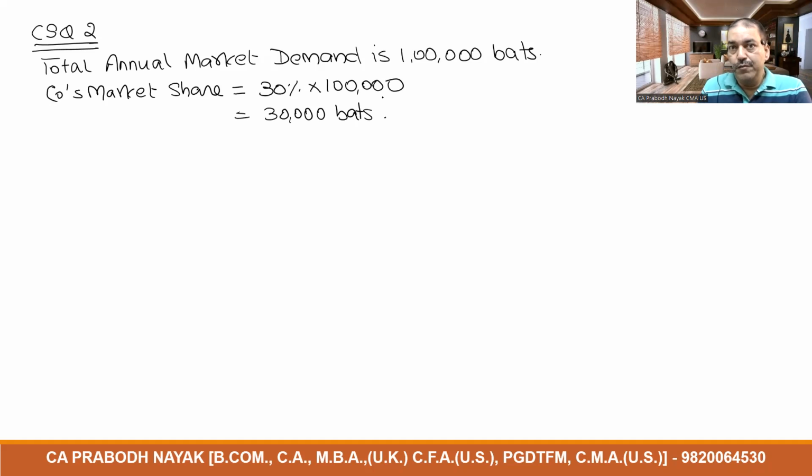Like in the previous problem, 30,000 bags are sold, but you normally get a 3% return. So how much is production?